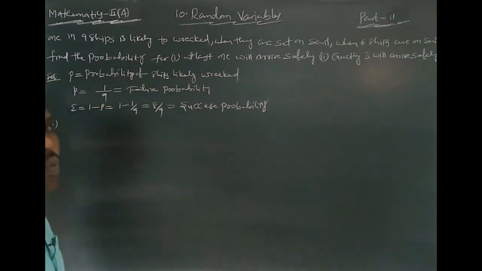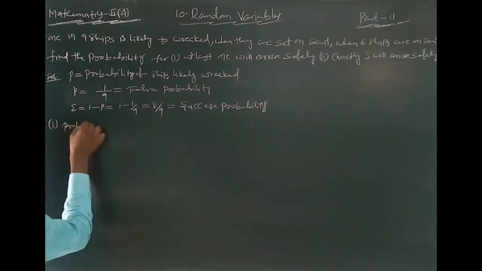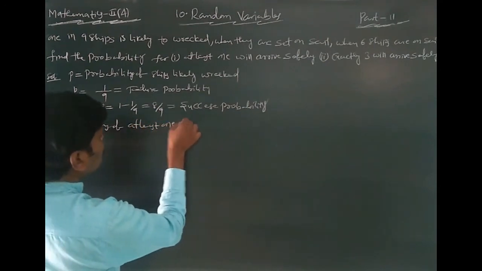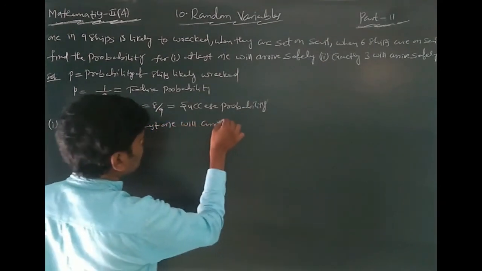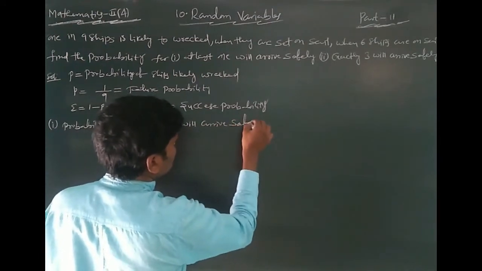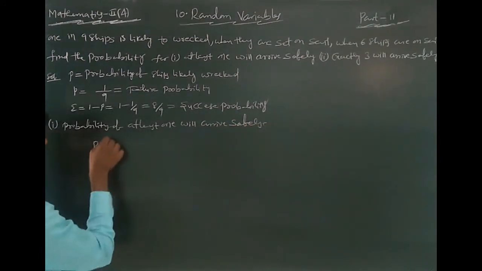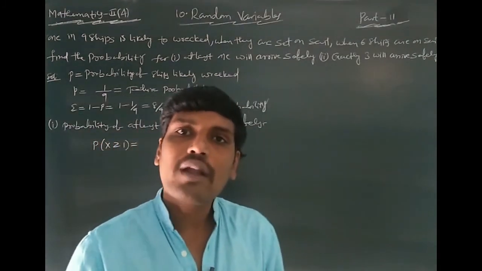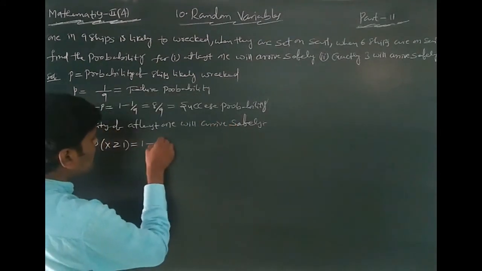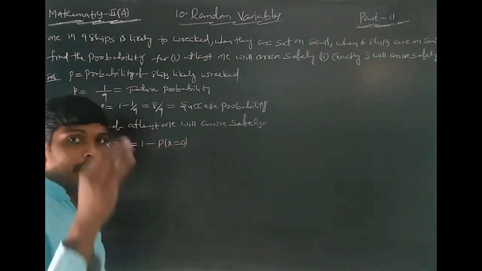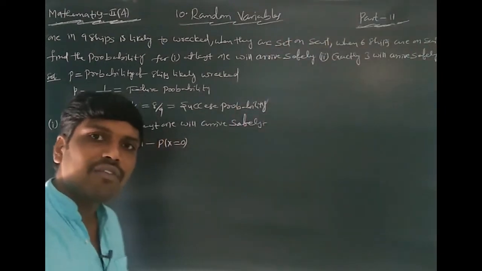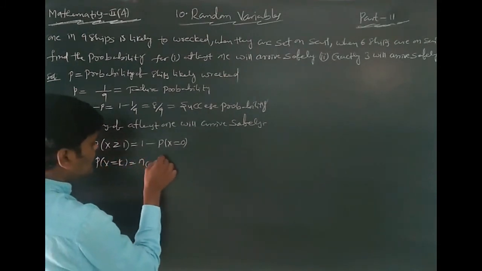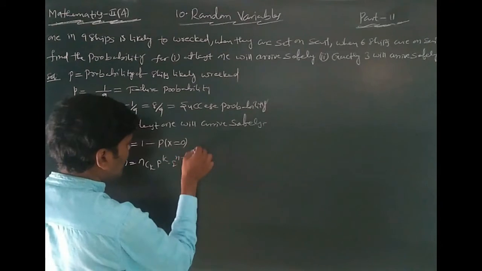After that, what is the first problem here? The probability that at least 1 will arrive safely is nothing but P of x greater than or equal to 1. At least 1 means 1 or more than 1. Here we have to subtract from the total probability: total probability 1, minus the probability of x equal to 0. What is the formula of binomial distribution? P of x equal to k is nCk p to the power k q to the power n minus k.